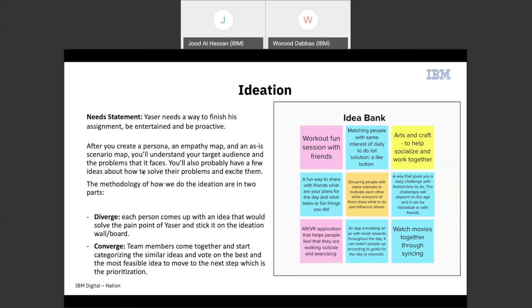Workout fun session with friends, matching people with the same interest, a daily to-do list solution. One of the people who voted on Menti said to-do list, so he actually needs a to-do list. He wants some arts and crafts to have life and work together. He wants a fun way to share with friends what their plans are. They can group people with the same interest to motivate each other.